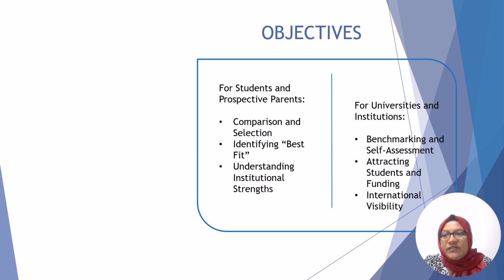So why are university rankings important? The two basic purposes are for students and prospective parents to compare and select the best fit by understanding the institutional strength, and for universities and institutions to benchmark and self-assess, attract students and funding, and gain international visibility.